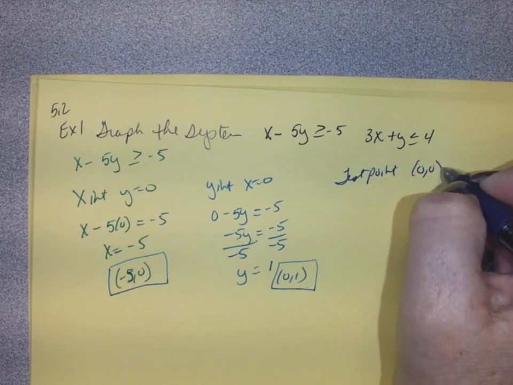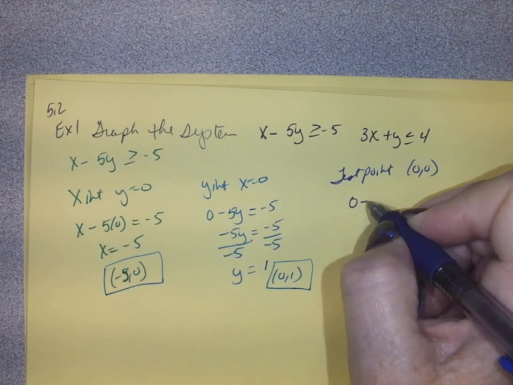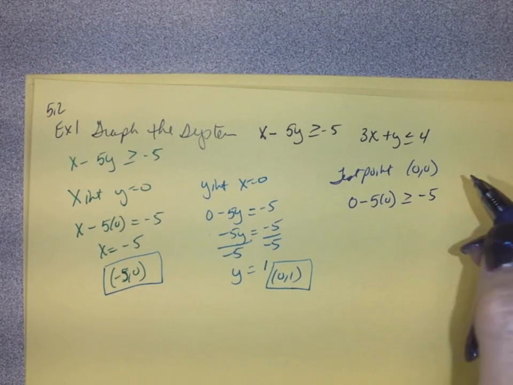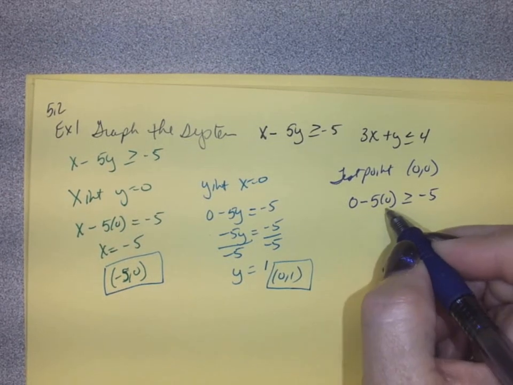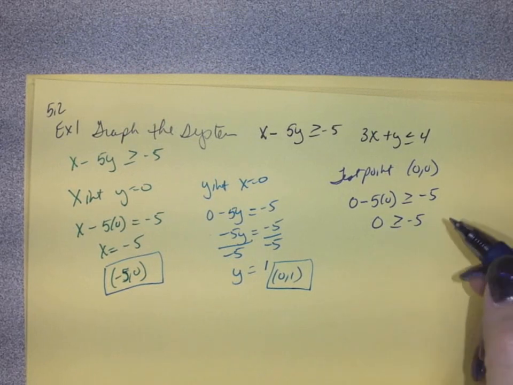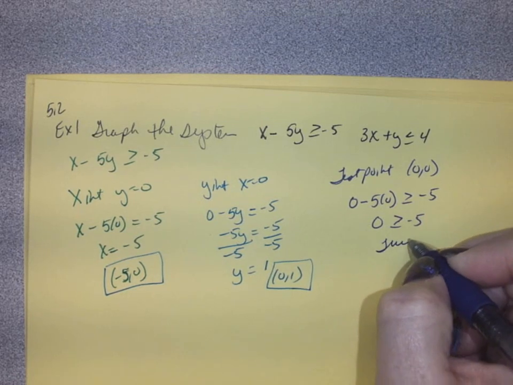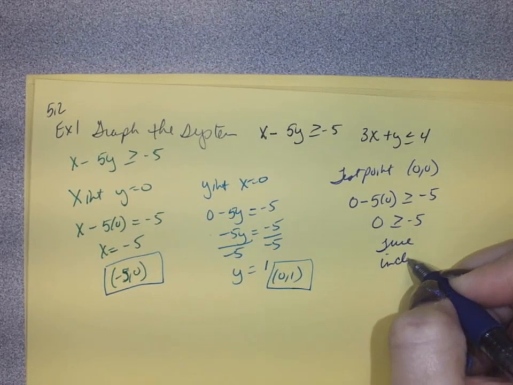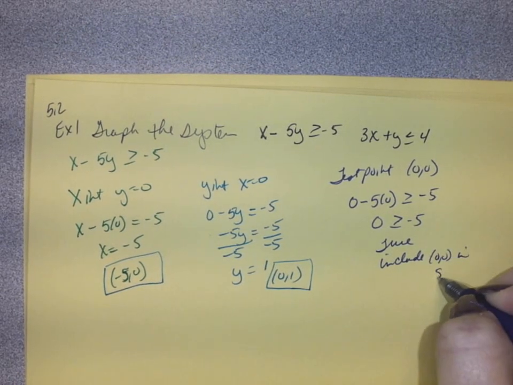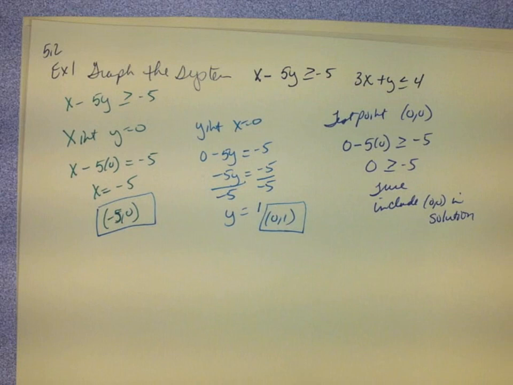Test point is still going to be (0, 0), because it's the easiest to plug in. So we're going to have 0 minus 5 times 0 greater than or equal to -5. Well, that's going to get us 0 minus 0, which is 0, greater than or equal to -5. 0 is greater than -5, so this is true. So it will include (0, 0) in the solution.